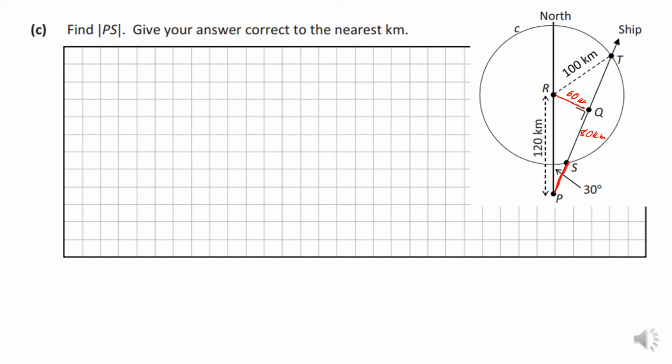Let's look at the triangle in figure 2 a bit more closely. We know that this one here is 60 kilometers. We don't know the total length from Q to P, but if we could find that out and take away the 80, which is from Q to S, then we would be able to find our P to S. So that's what we're going to do. I think we're going to use Pythagoras again.